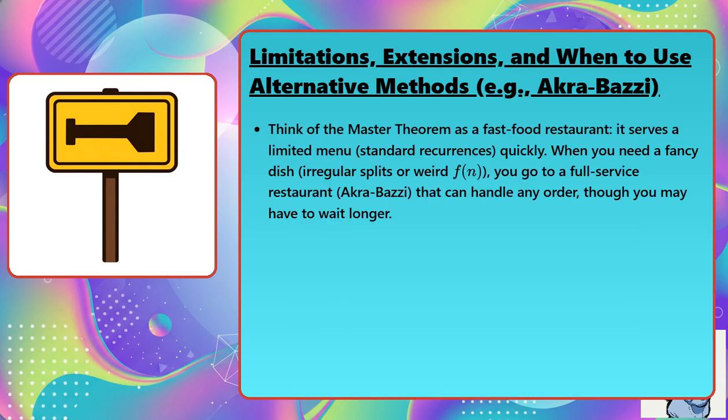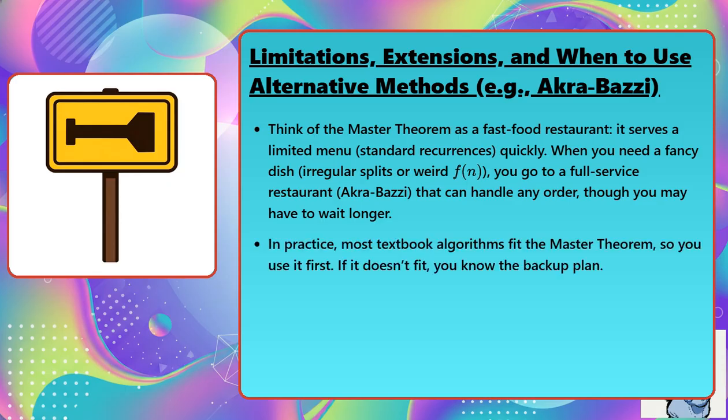Think of the Master Theorem as a fast food restaurant. It serves a limited menu, standard recurrences, quickly. When you need a fancy dish, irregular splits, or weird f(n), you go to a full-service restaurant, Akra-Bazzi, that can handle any order, though you may have to wait longer. In practice, most textbook algorithms fit the Master Theorem, so you use it first. If it doesn't fit, you know the backup plan.